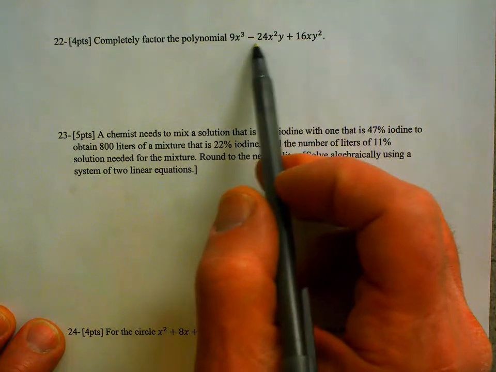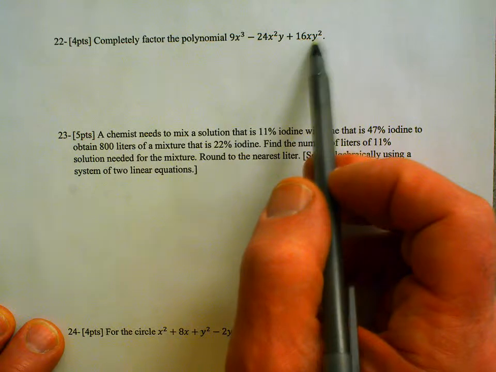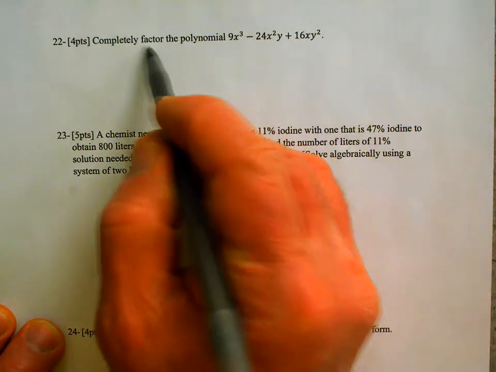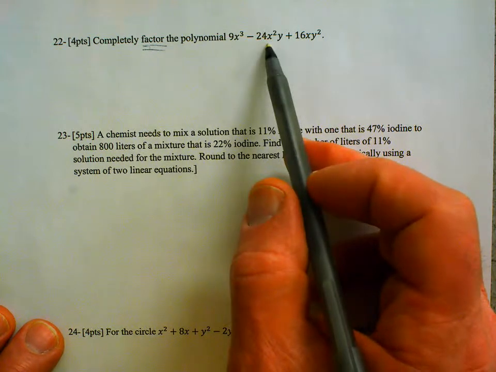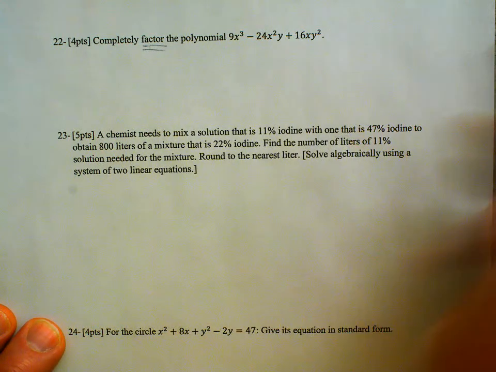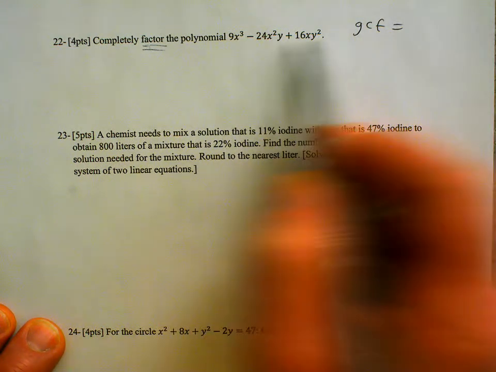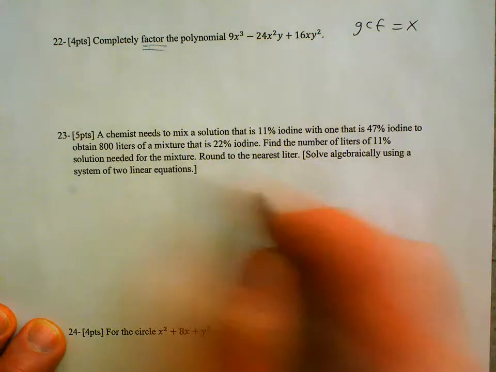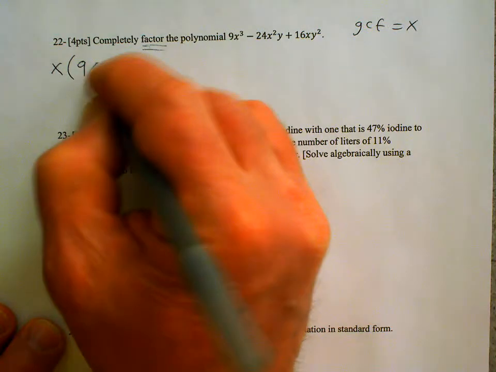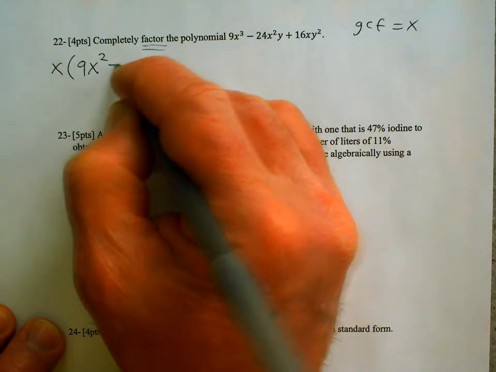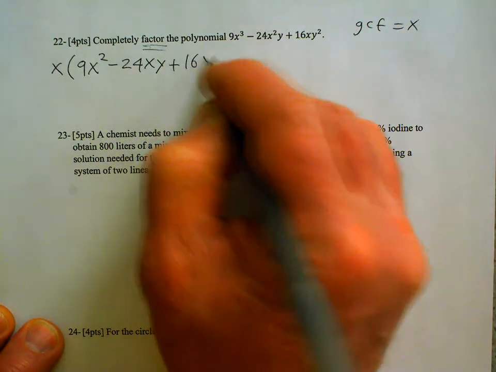9x to the third minus 24x to the second y plus 16x y to the second. So the first step in factoring, if the greatest common factor is something other than 1, then factor that out. And we can tell by looking that the greatest common factor is just x. So factor x out, and then we're left with 9x to the second minus 24xy plus 16y to the second.